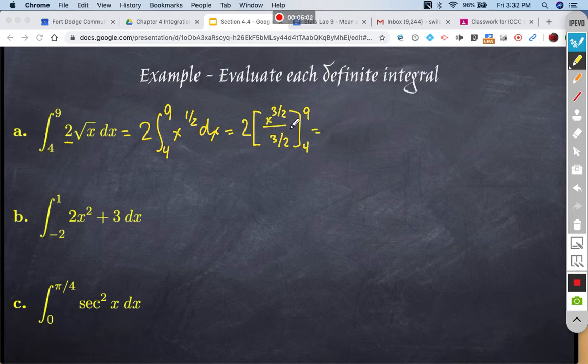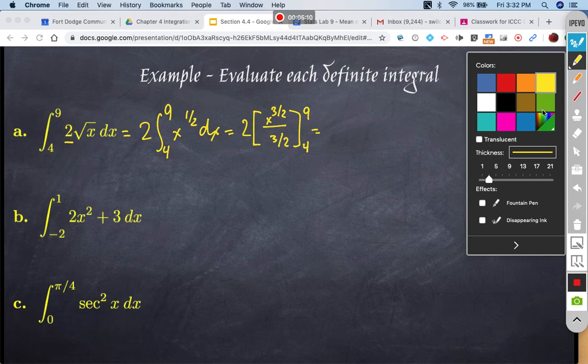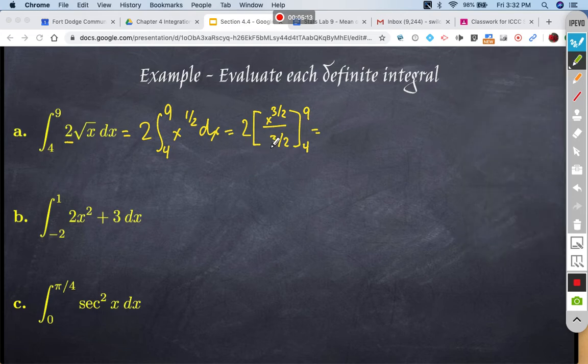Well, again, I'm taking a difference. I have this common factor. I can just pull this out. So I'm going to take this and pull it out here, and instead of dividing by 3/2, I'm going to multiply by 2/3. And so I'm going to get 4/3 times x to the 3/2, evaluating from 4 to 9. So that's 4/3 times 9 to the 3/2 minus 4 to the 3/2.